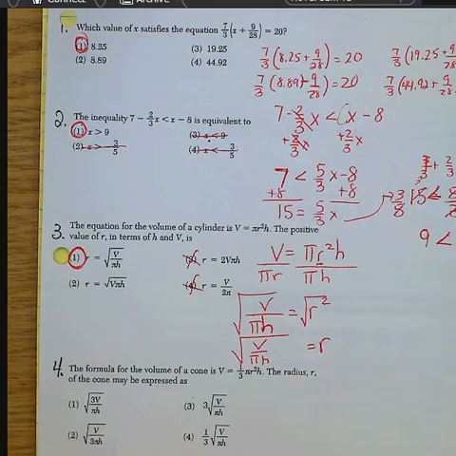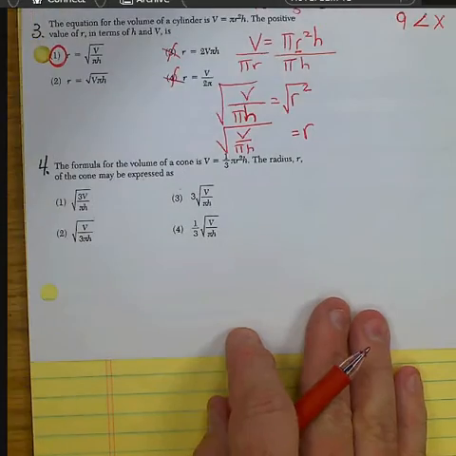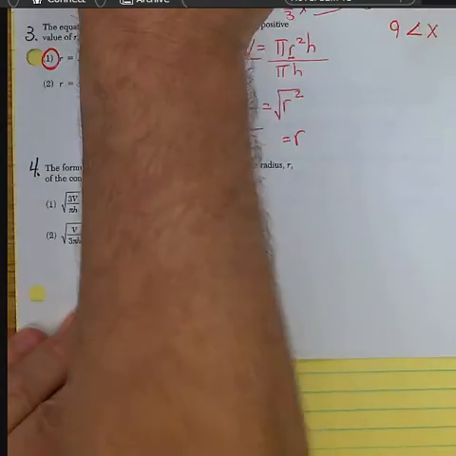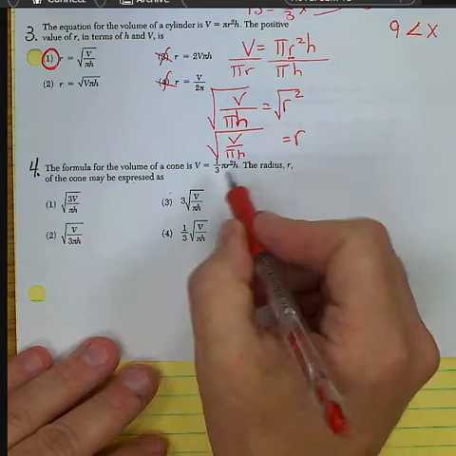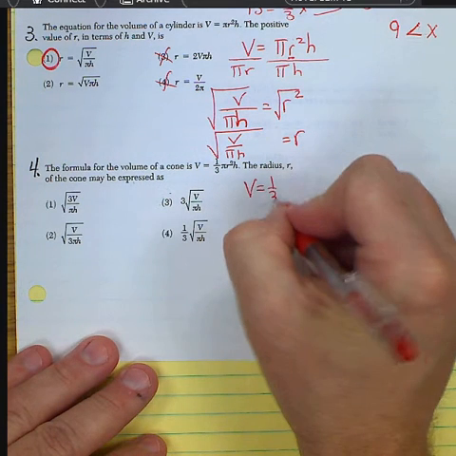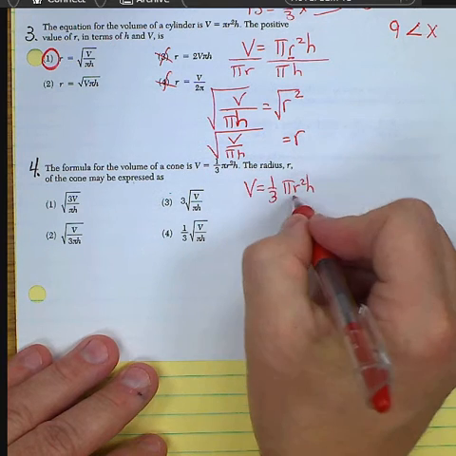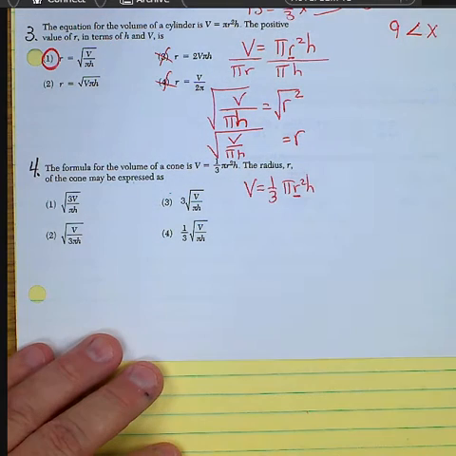Okay? And then question number 4. Question number 4, same thing. We have v is equal to 1/3 pi r squared h. Solve for r. They want to know which expression.